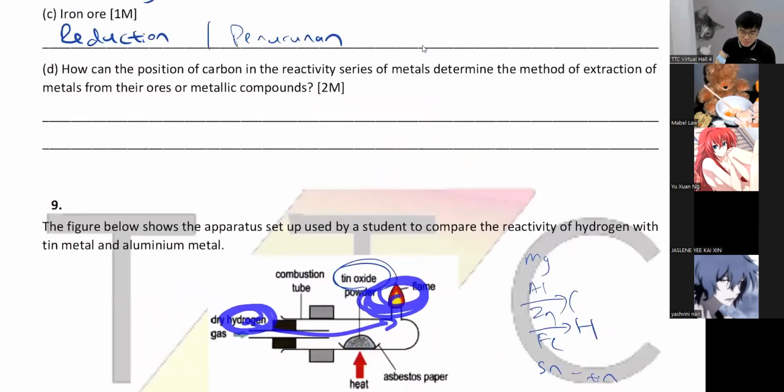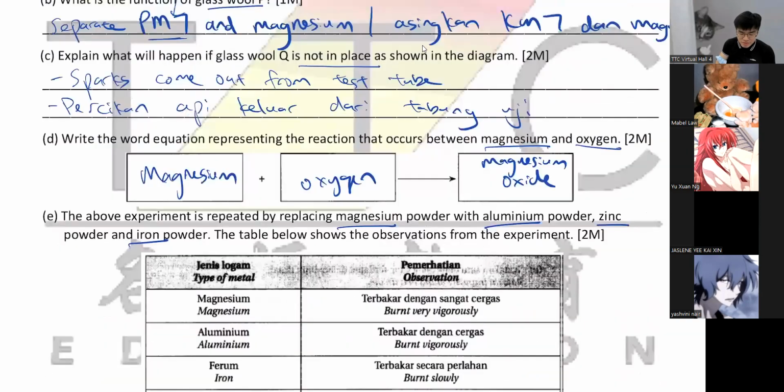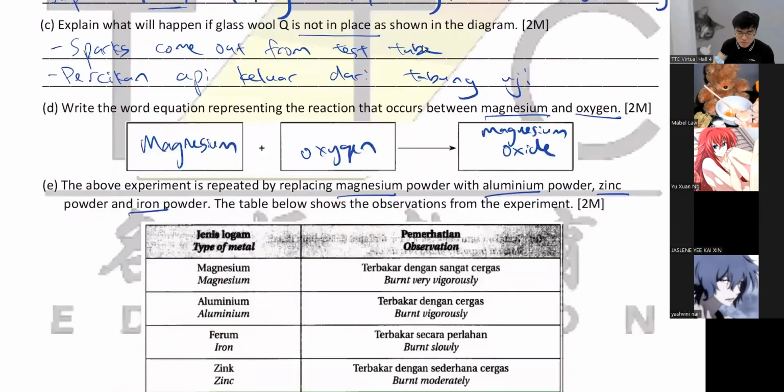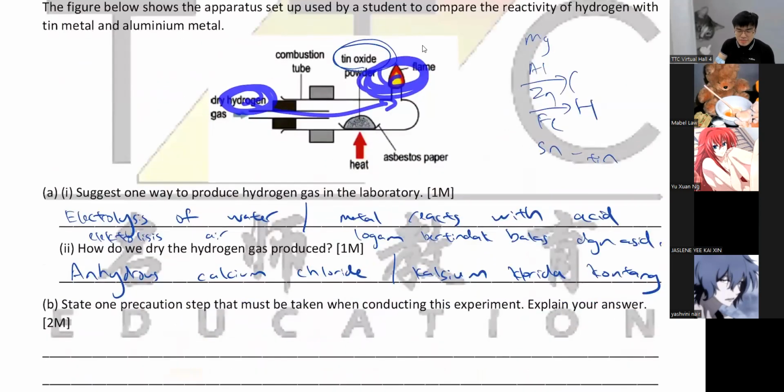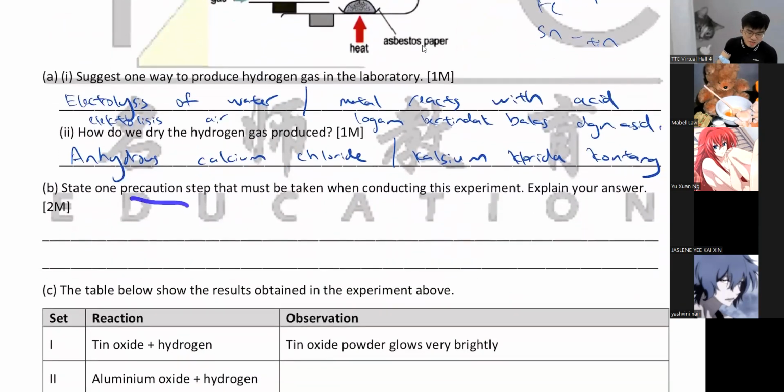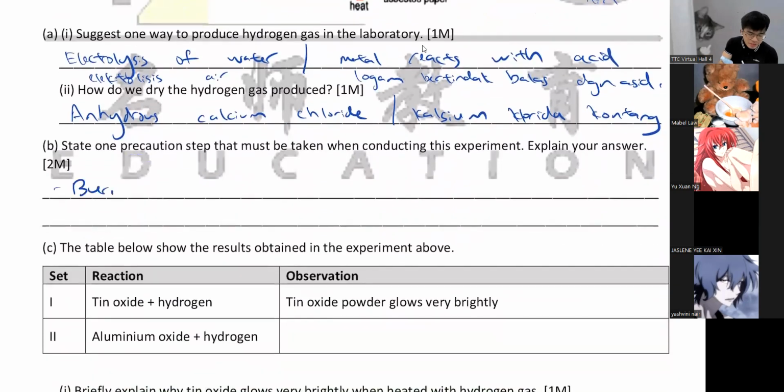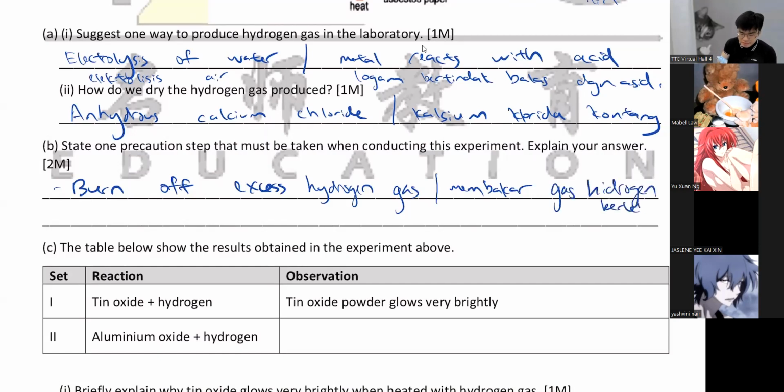When we did the previous one, I saw no fire here because there was no need to. But this one, you need fire here, because if you don't burn off the hydrogen gas, this thing is going to explode. So that's the precaution step that you must do. You must burn off excess hydrogen gas. Membakar gas hidrogen berlebihan. You must burn off the remaining gases.